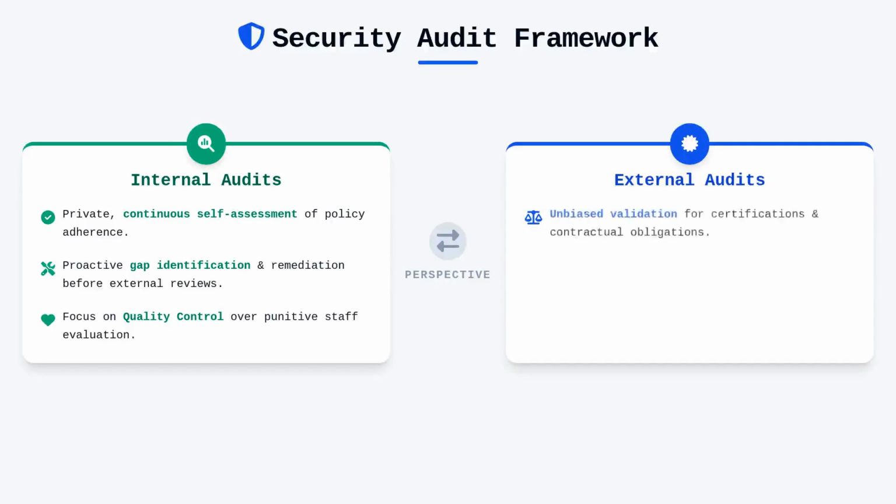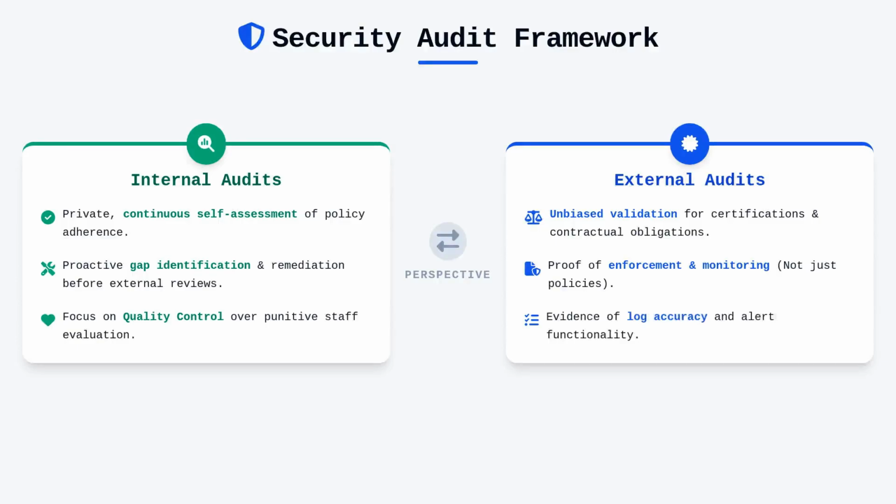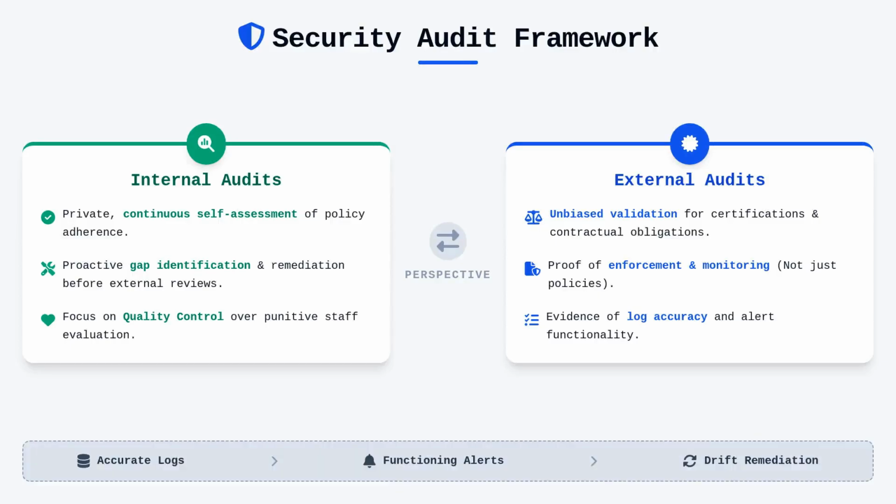On the other hand, external audits provide an unbiased, third-party validation that is often required to maintain certifications or meet client contractual obligations. During an audit, you will be expected to produce evidence not just of policies, but of the actual enforcement and monitoring of those policies. This means demonstrating that your logs are accurate, that your alert rules are functioning as intended, and that you have a remediation process for any configuration drift detected by your monitoring tools.